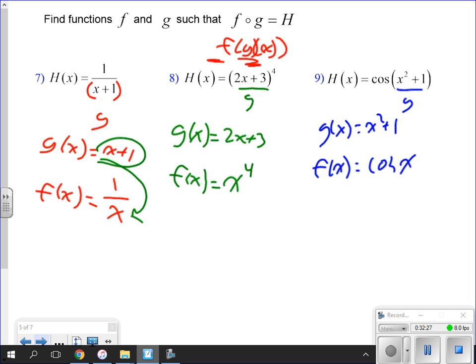When you have fractions, it's kind of the same way. Whatever's in the denominator is your inside. The fraction without that denominator is your outside function. If you have square roots, what's inside the square root is your g, and the square root is the f, generally speaking. So it's not that hard to break it down. This is an important skill.